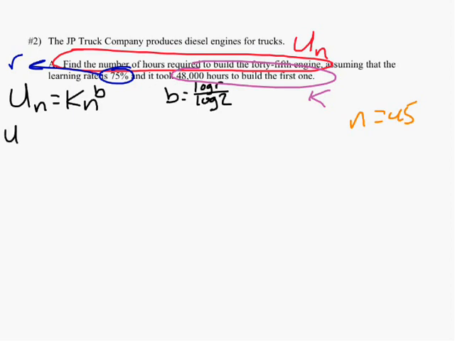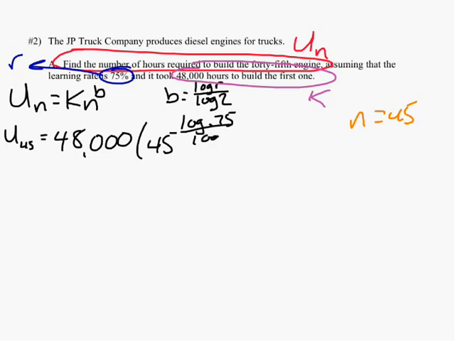So we plug these numbers in. We're going to have U sub 45 equals k, which is 48,000 hours, times n, which is 45, to the b, and b is this logarithm. It's a log of 0.75. 0.75 was the learning rate of 75%, divided by log of 2. We really can't simplify that. So you need to put that whole thing in your calculator.